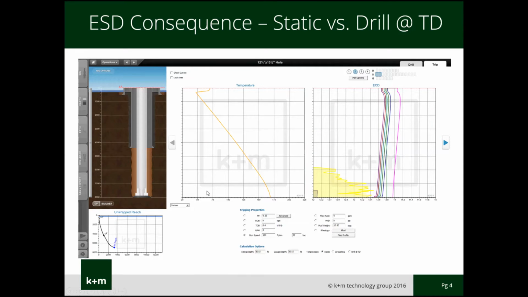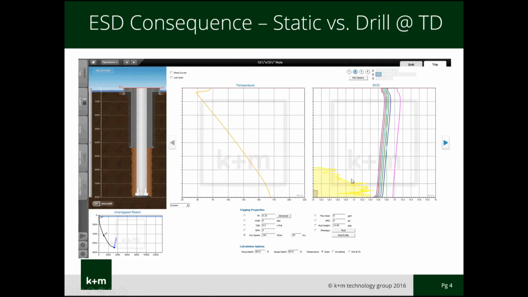The consequence of this temperature profile, when we look at static conditions versus the temperature profile when drilling at TD: here we've got our static temperature profile. We've got our swab load sensitivity to trip speed. So 150 feet per minute is my base case trip speed, and I'm looking at sensitivity on 50 foot per minute increments. So we're tripping as slowly as 50 feet per minute or as quickly as 250 feet per minute.